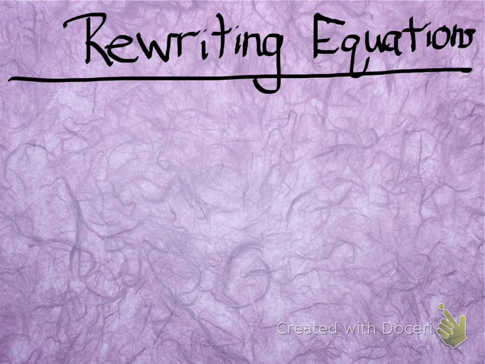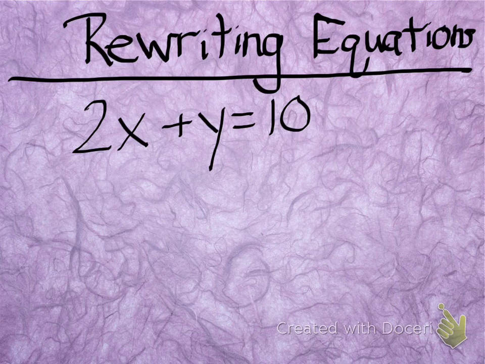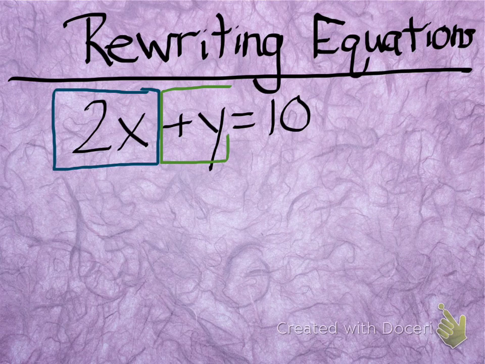In this lesson, we're going to talk about rewriting equations. So if you have, let's say, the equation 2x plus y equals 10, and you need to rewrite it so that y is by itself, we need to look at what the different terms are in this equation. So here's one term, which is 2x. Another term that we have is a positive y. And the last term that we have is 10.